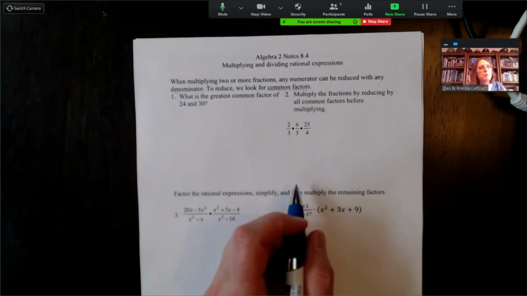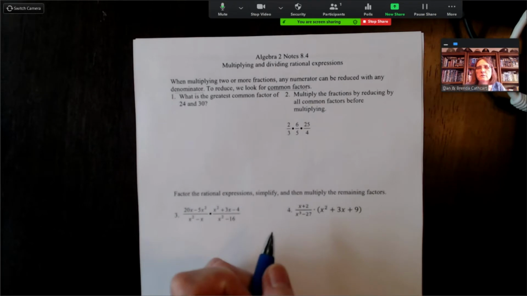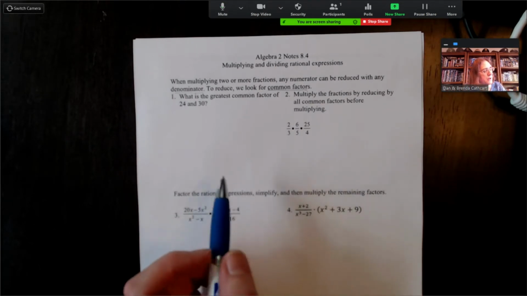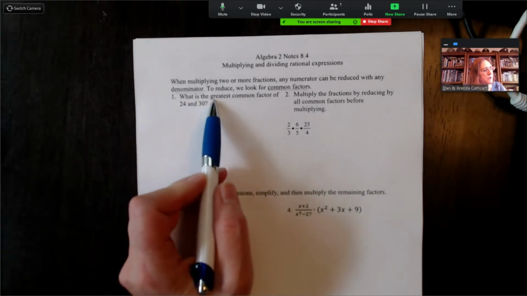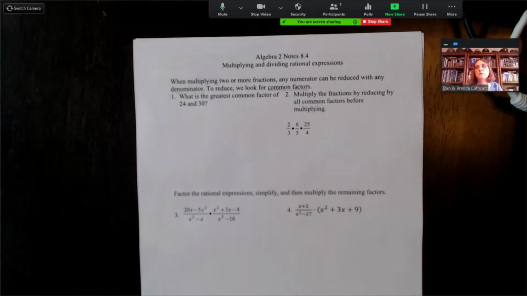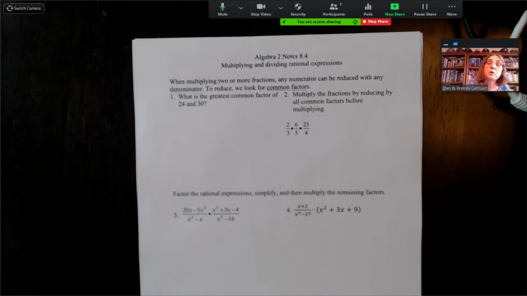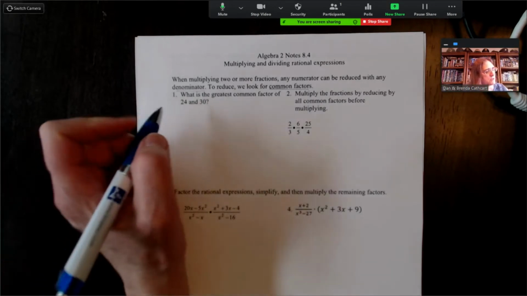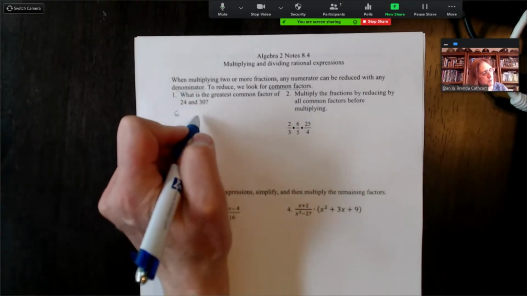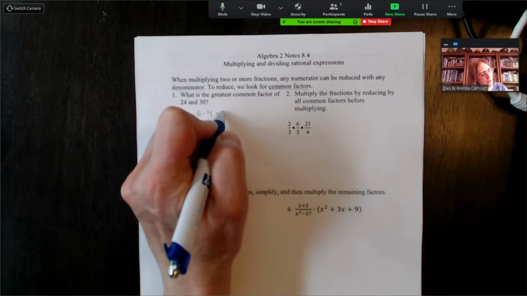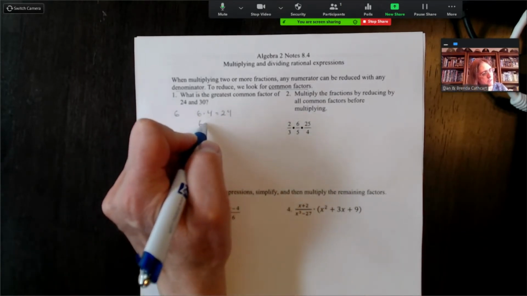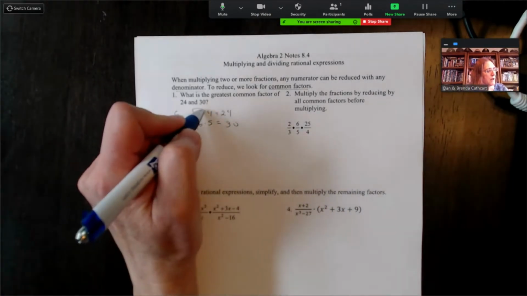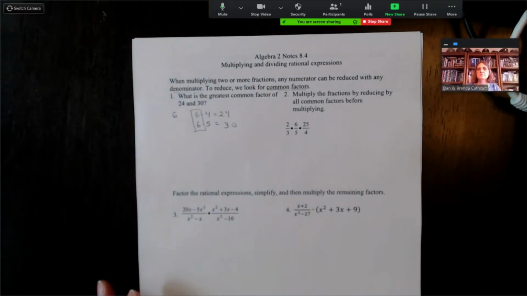So to warm up, we need to send our minds back to 7th or 8th grade when we talked about common factors. So our first question as we look at this is, what is the greatest common factor of 24 and 30? That is, as we look at 24 and 30, what is the largest number that divides into both of those? And that greatest common factor would be 6, because 6 times 4 is equal to 24, and 6 times 5 is equal to 30. So the common factor, the factor that they have that is the same, is 6.